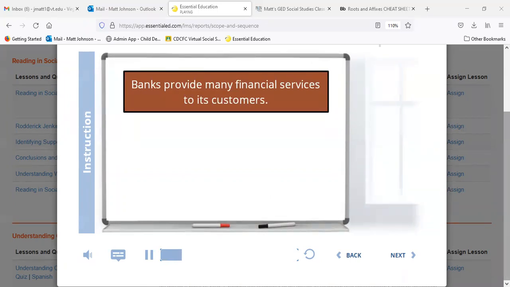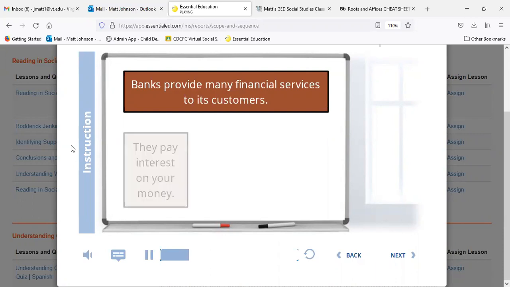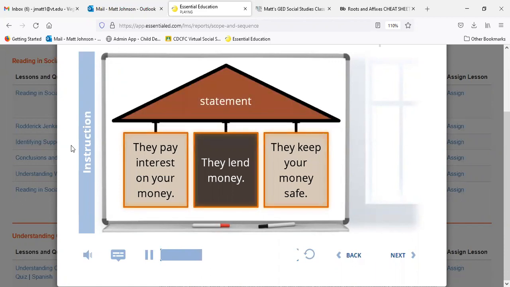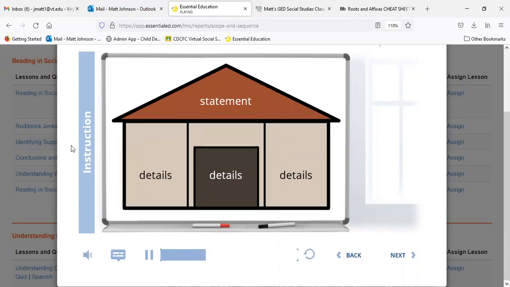Since the details are there to support the statement, the details are going to describe the financial services that banks provide. So, banks pay interest on your money. They lend money. They keep your money safe. You see, all of these details support the idea that banks provide many financial services. I like to think of a statement as kind of like the roof of a house, and the supporting details are like the walls. The walls hold up the roof just like the supporting details hold up a statement.